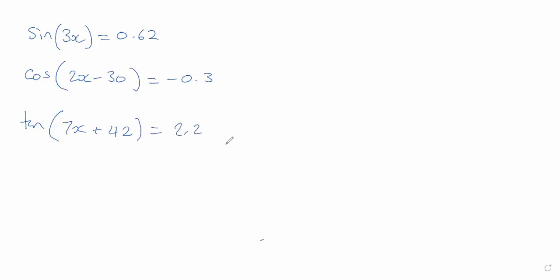Of course, they're going to give you the interval, and even though this is 3x, 2x minus 3, 7x, the interval is always going to just talk about x, okay? That's an interesting thing. So, 180 or something like that. So let's look at what that is.